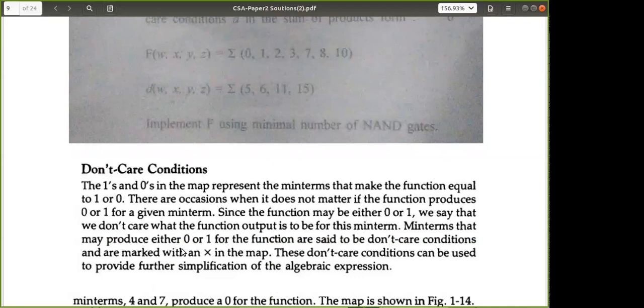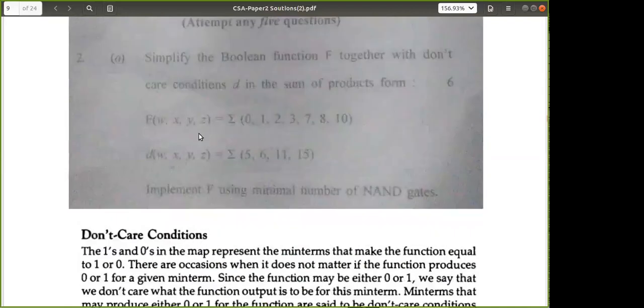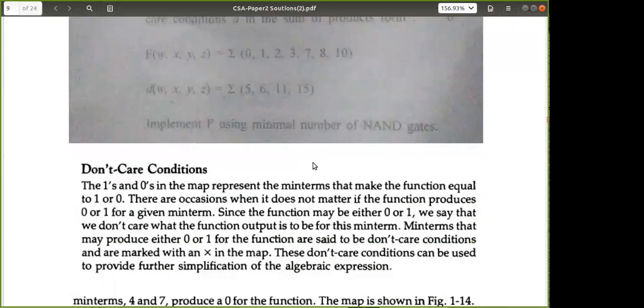So what will we do? First we have to write that function, putting 1 everywhere we have 0, 1, 2, 3, 7, 8, 10, and then write a cross at the positions 5, 6, 11, and 15. And then we have to cover all the ones, but we don't need to cover all the crosses. We combine the crosses with the ones only if required. Otherwise, we don't need to cover all the crosses. Let's see how.